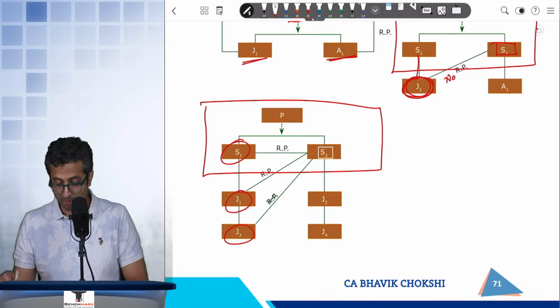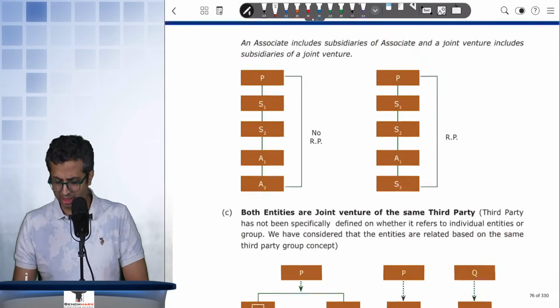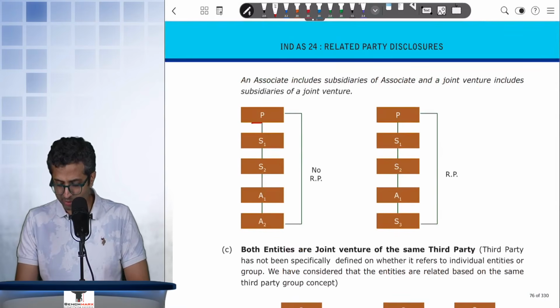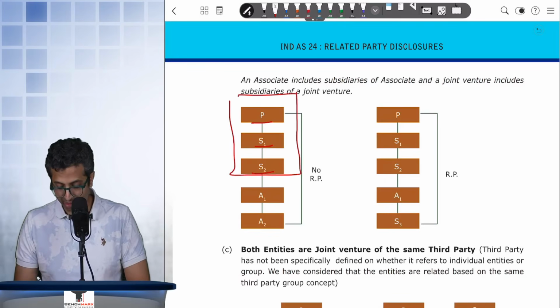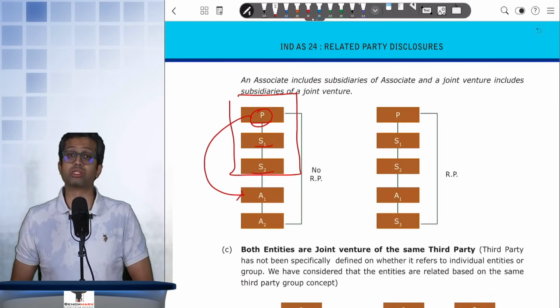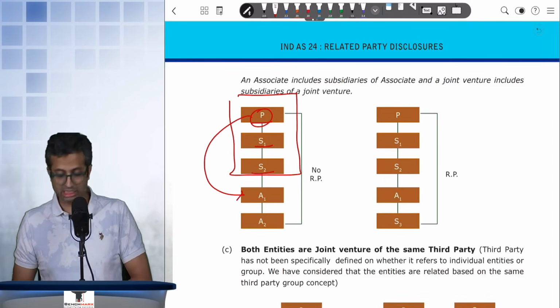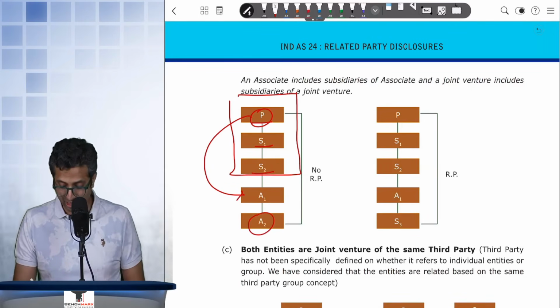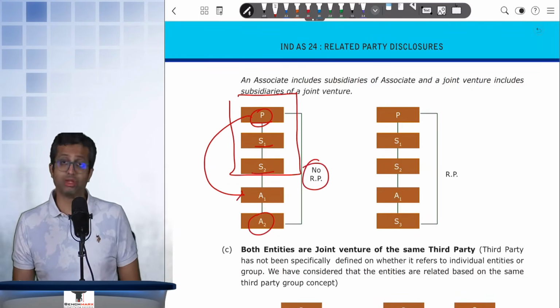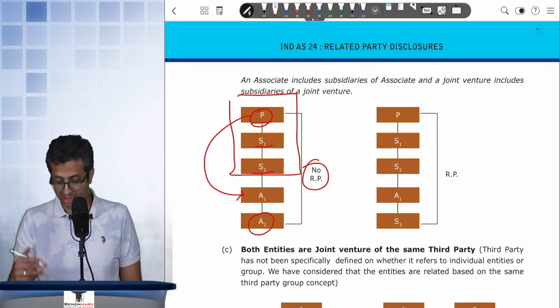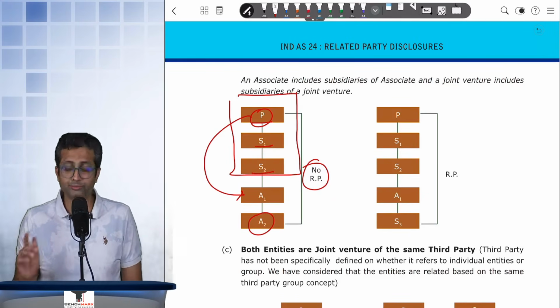However, a more complex case which is possible is there's a possibility that there is P, S1, and S1 has S2. This is all part of the same group. But then there is A1. Now, is A1 related to P? Yes. Why? Because it is an associate of a group member, that is S2. However, when you look at A2, A2 is not related to P because A2 is an associate of A1 and A1 is not a group member.